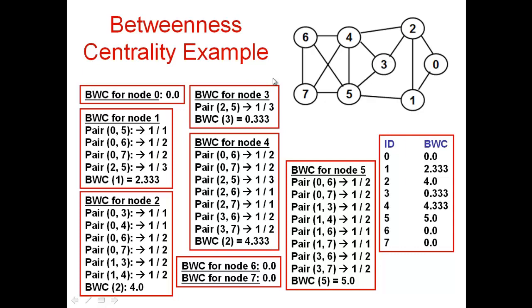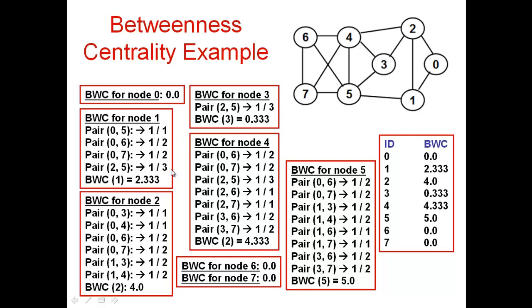What about the pair 2, 5? There are three shortest paths: 2, 4, 5; 2, 3, 5; and 2, 1, 5. So we have three shortest paths between 2 and 5, and one of them goes through node 1. So it's 1 over 3. So that's the betweenness fraction.